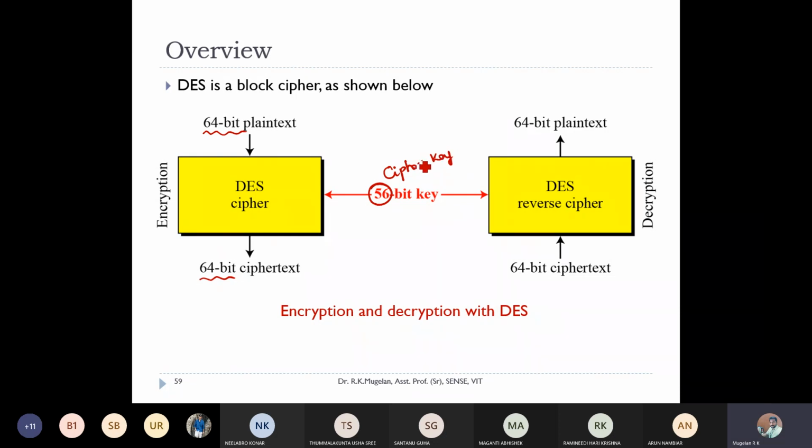So as of now, you should know the size of a block in plain text in the DES algorithm, the size of a block in ciphertext in DES, as well as the size of a cipher key. So a 64-bit plain text, 64-bit ciphertext, and 56-bit cipher key are used in the DES algorithm.